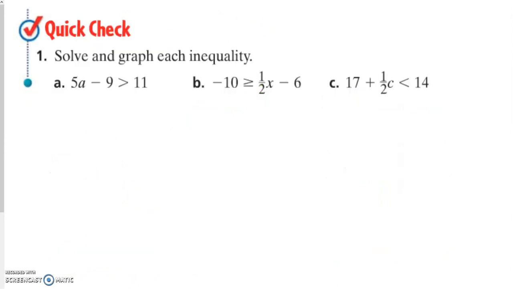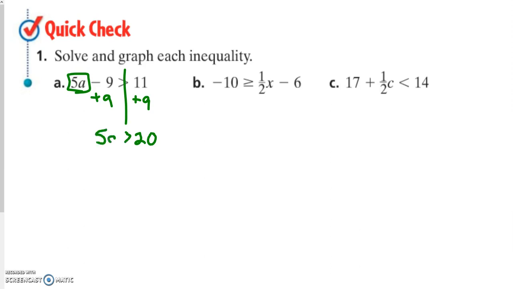Alright, now that we're done reviewing, we can do multi-step inequalities. And to do this, we do the same thing we've been doing with multi-step equations. Okay, I want to get the a all alone, so I'm going to add 9 to both sides.